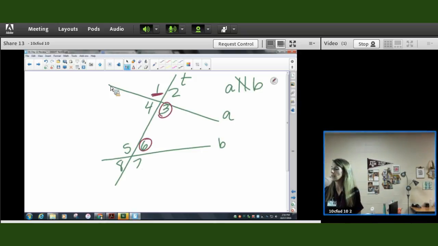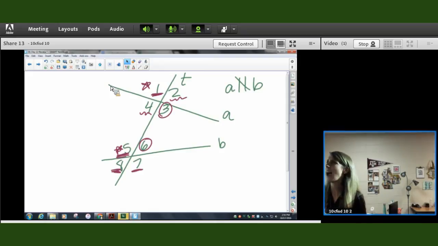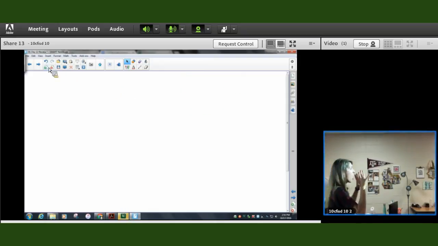What about 1 and 7? Alternate exterior. What about 5 and 1? Corresponding. What about 2 and 4? Vertical angles. And last one, 5 and 8. Linear pair.